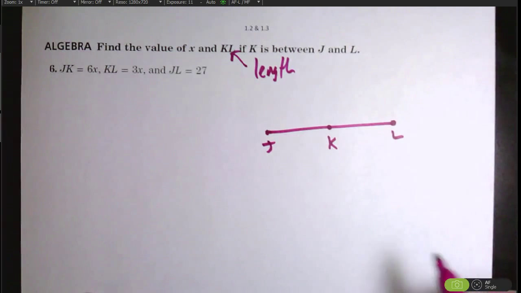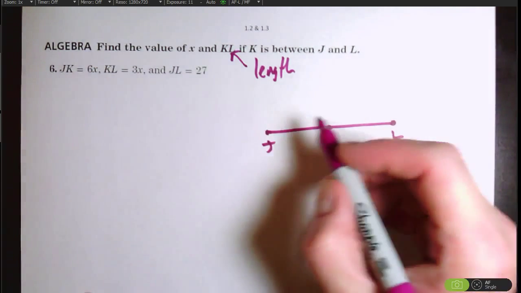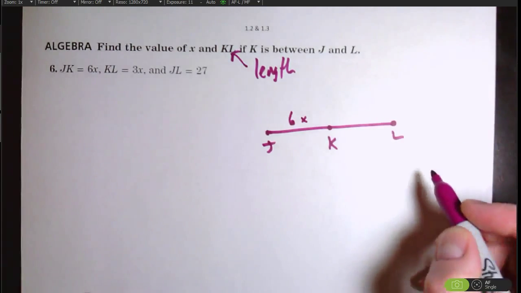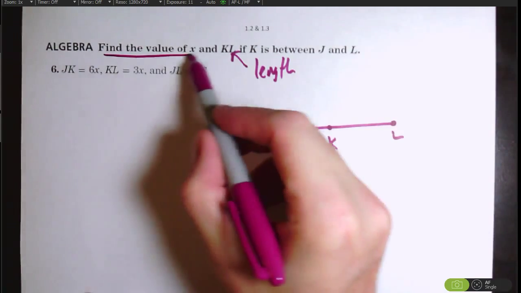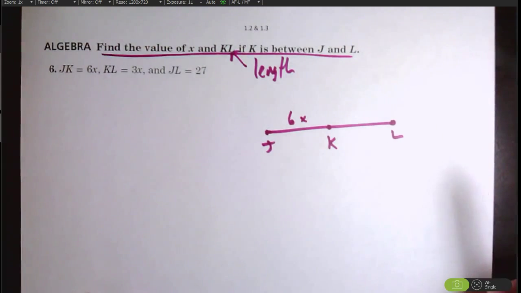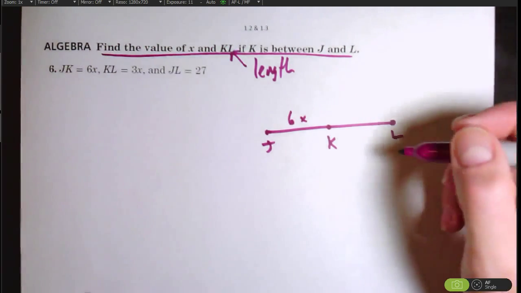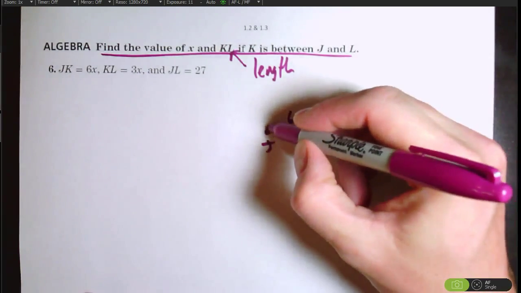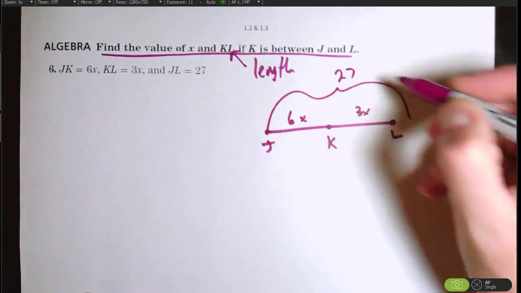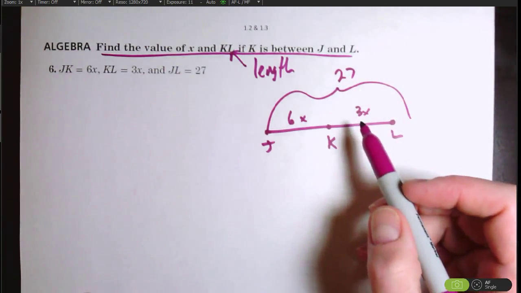Okay, now, from our information given to us, JK is 6x. And this is actually a pretty good thing to do. If you've been given information, draw it out. Make a sketch. We're going to do that a lot in geometry, so use those sketches quite a bit. KL is 3x, and then JL is 27. So here's what we know.